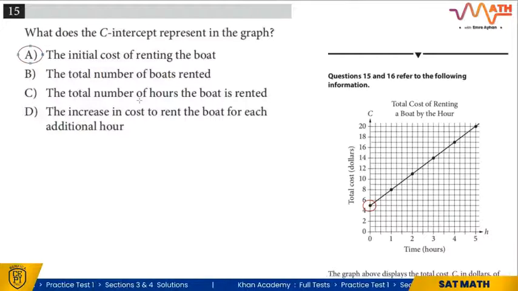Let's read the others. The total number of boats rented. There is no information about the total number of boats here, only about cost and time. Total number of hours, no, it's not hours because hours is 0, it's at the beginning. The increase, no, it's not about increase or decrease, it's a constant initial value. There is no change here, it's just a point at the beginning. So the answer is A.